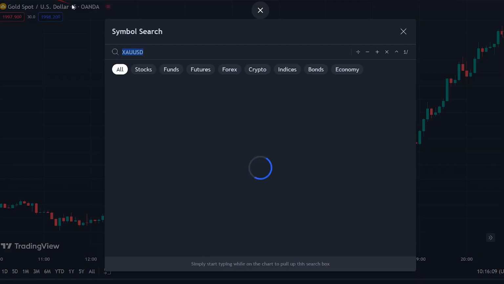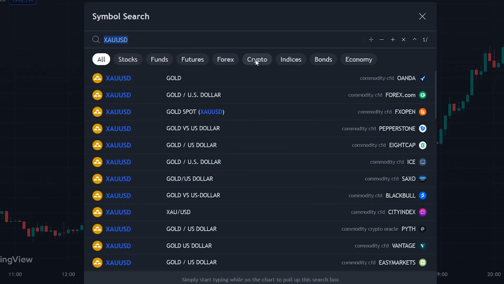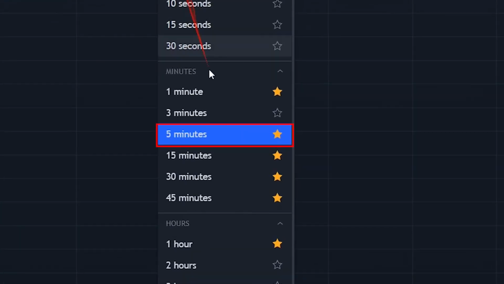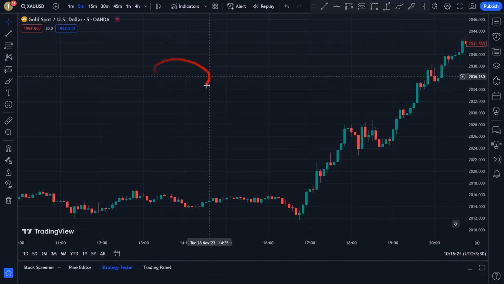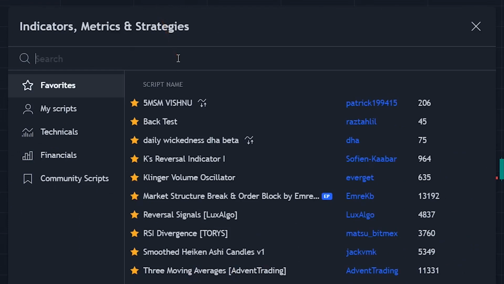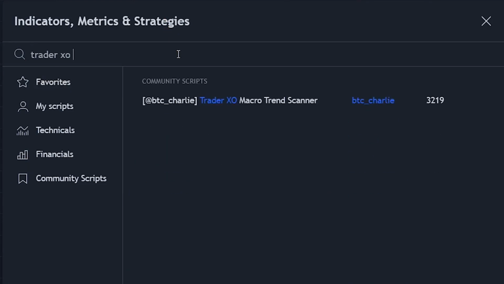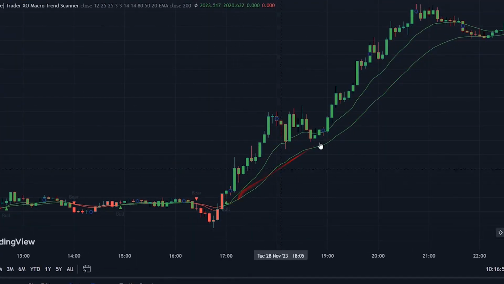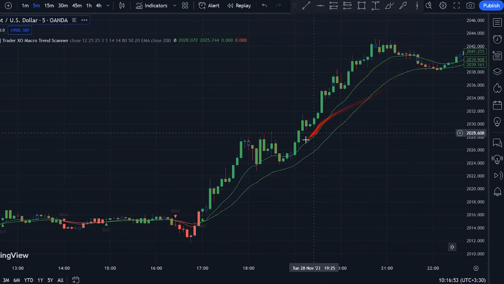This strategy works on crypto, forex, and stocks, so all you need to do is choose your symbol and set your time frame to 5 minutes. Then in the indicator tab, search for Trader XO Macro Trend Scanner. You can see a series of buy and sell signals and lines, but some changes need to be made.